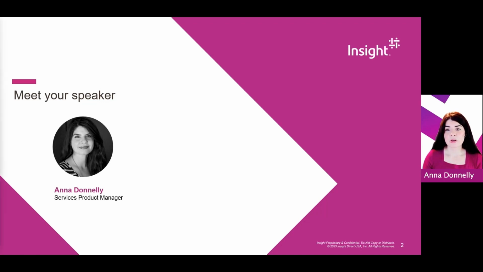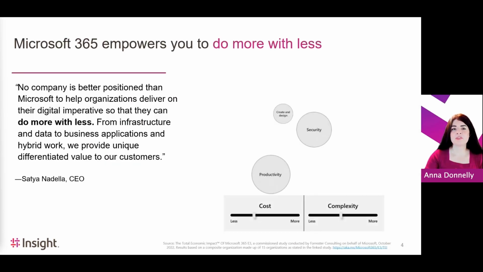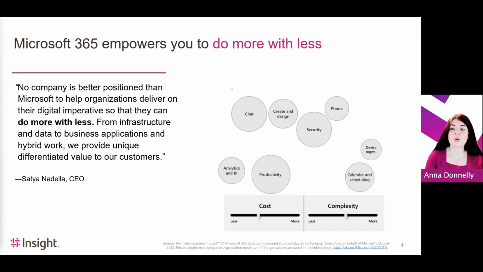And in spite of that, we are hearing from our clients that they are really trying to cut costs and eliminate redundant solutions. That is like their number one priority. They're trying to get best of breed protection and productivity. And then they want a simple to use solution. They want to eliminate complexity in their environment. And Microsoft 365 really empowers you to do all of this. In particular, when you start talking about cutting costs, eliminating redundant solutions and complexity, that is really where Microsoft 365 shines. And you will hear a lot from Microsoft about empowering you to do more with less.